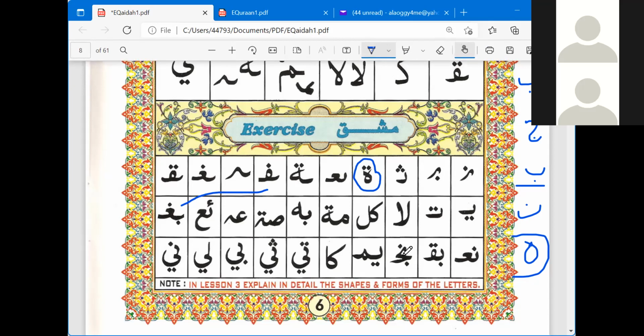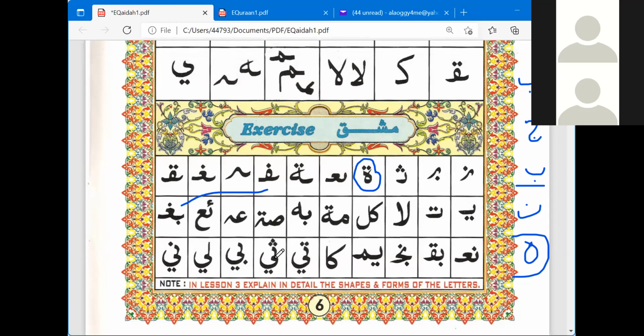Nun and jim. There are two letters here. The first one is nun. This bottom one is jim. This is ya and mim. This is ka and alif. This is ta and ya. And this is tha. Two letters here linked together, tha and ya. This one is ba here and then ya. This is lam and ya. And this is nun and then ya.